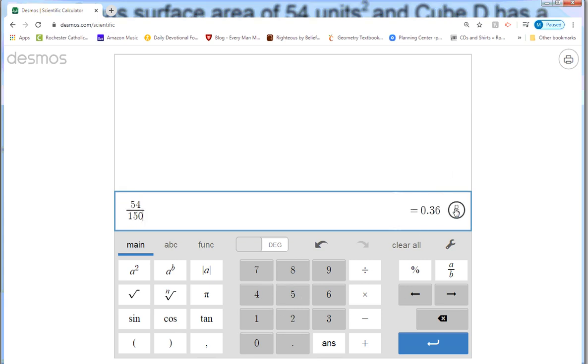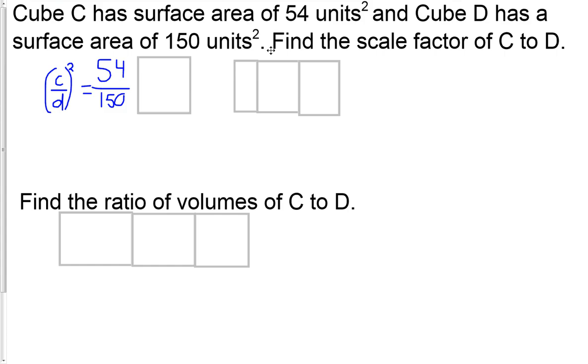And we have 0.36. Well, what if I want a fraction? Hit this button, 9/25. Bingo, that's what I need. So that's 9/25, and this is this squared. I want the scale factor, which is the sides.